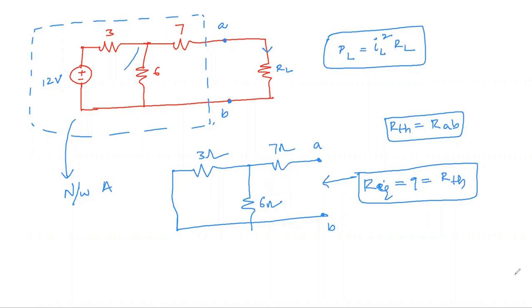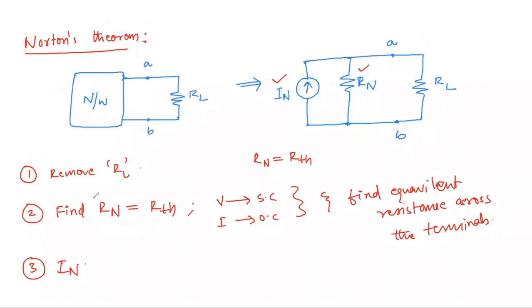So here you see, there won't be any difference in finding Norton resistance or Thevenin resistance. Up to this point, everything is same. The third point is finding the Norton current. Previously, while finding VThevenin, we were finding the voltage across the open circuited terminals.